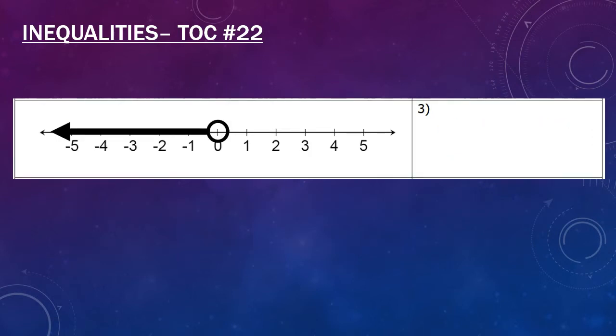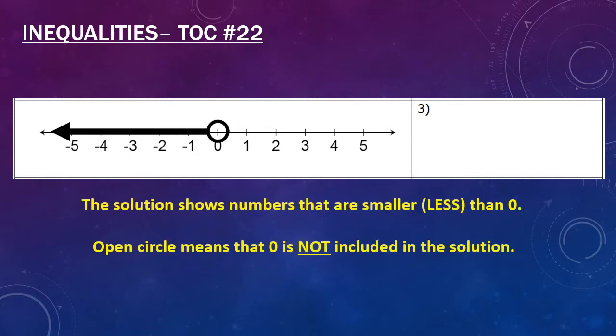Here's another example. This time, my circle's at 0, so that's going to be my number. So it's going to the left, which is less. So the solution shows the numbers are smaller or less than 0. It's an open circle, so that means it's not included in the solution. I will not put a line underneath my symbol. So X is going to be less than 0, or 0 is greater than X.